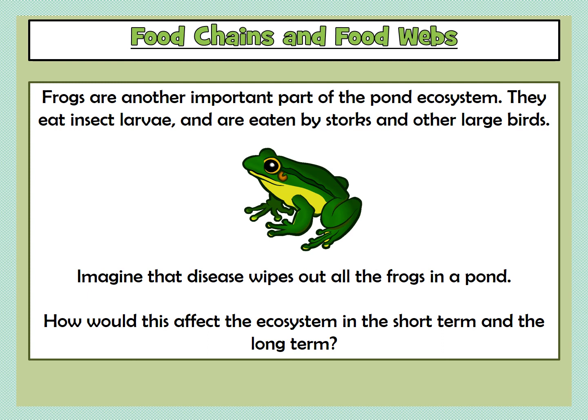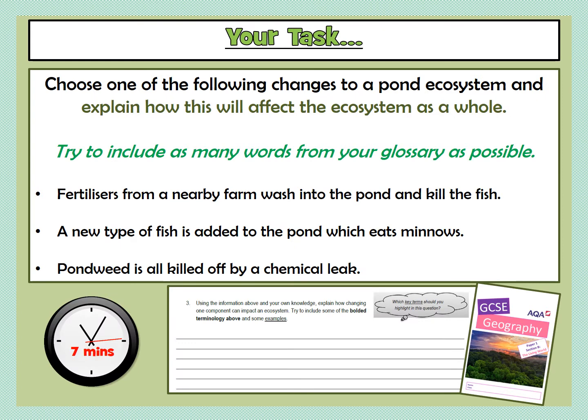And this is just one of a number of possible changes to ecosystems. So your final activity for today, I would like you to choose one of the three possible changes to a pond ecosystem and explain how this change could affect the ecosystem as a whole. The three that you can choose from are fertilisers from a nearby farm washing into the pond and killing the fish, a new type of fish being added to the pond which eats minnows, or pondweed being killed off by a chemical leak from a nearby factory or something like that.